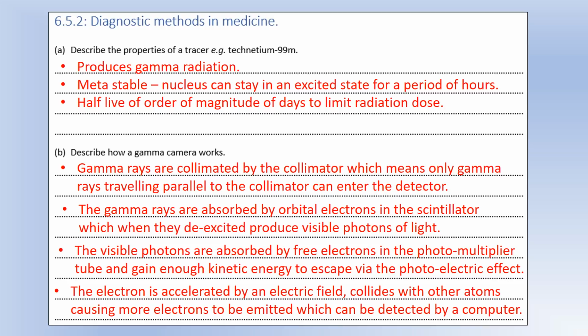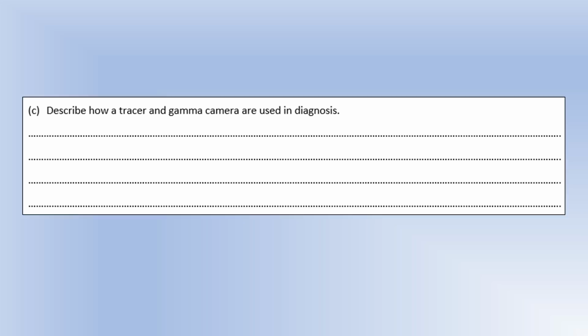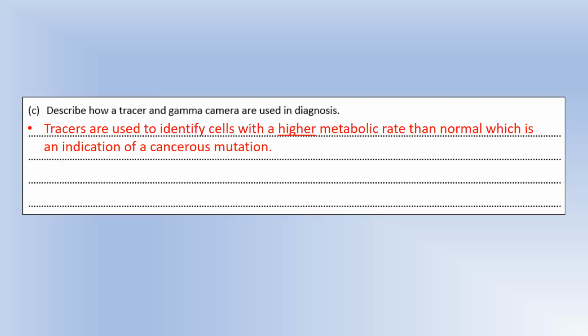So there are a lot of stages in there, but essentially what it does is it turns gamma rays into a pulse that can be detected by a computer, and then it's processed to produce an image. So that's a tracer and gamma camera. And the way we use them is as a way of measuring cell activity.